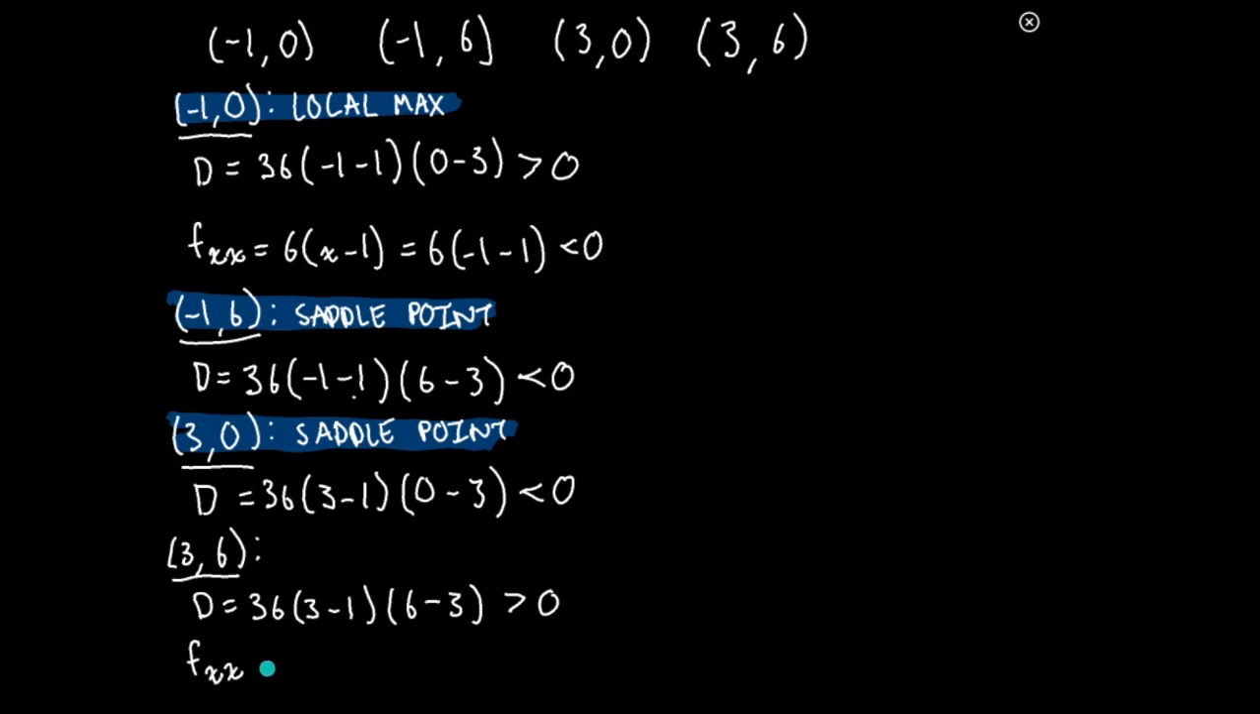Which means that now we need to go to our next step of evaluating what the second partial derivative is with respect to x, which, like we said above, was 6 times x minus 1. And our x value here is 3, so 3 minus 1. And that is equal to something that's greater than 0, right? And that means that this is going to be our local minimum. Local min.